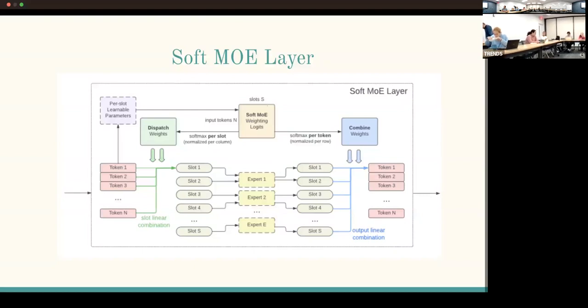And then you do a softmax over, I think, the slots, and then you do a linear combination of the tokens based on how relevant each of the tokens is to each of the slots. That gives you a slot linear combination, which you then put into each of the experts. The experts are basically MLPs, and they output the slots. The dimension is preserved. Next, you have the same weights, the soft MoE weighting logits, on top. This time you do a normalization across the tokens instead of the slots. So you have the relevance of how each of the outputs is to each of the tokens. Then you do another weighted combination of the outputs to regenerate each of the tokens in a different space.